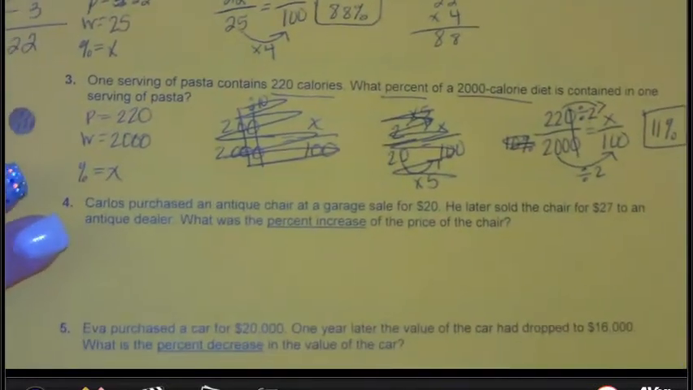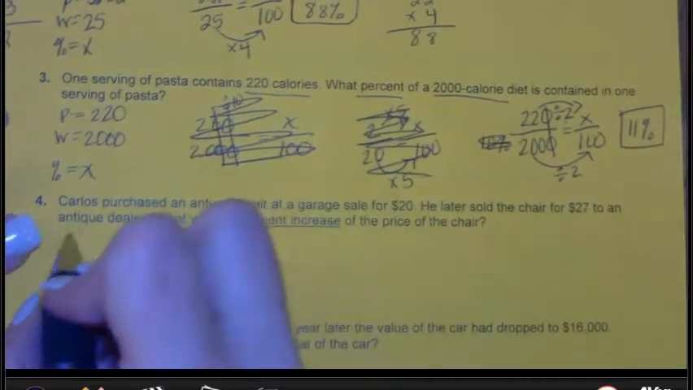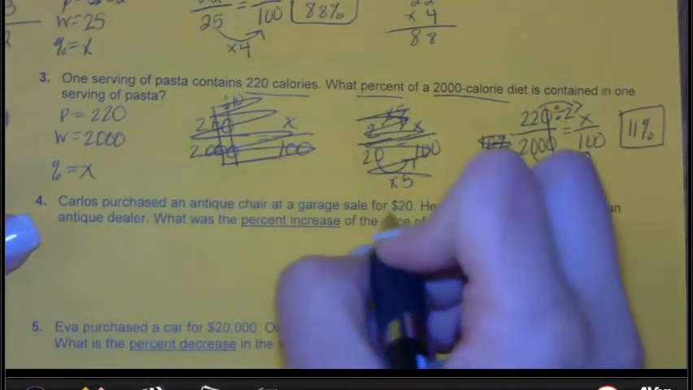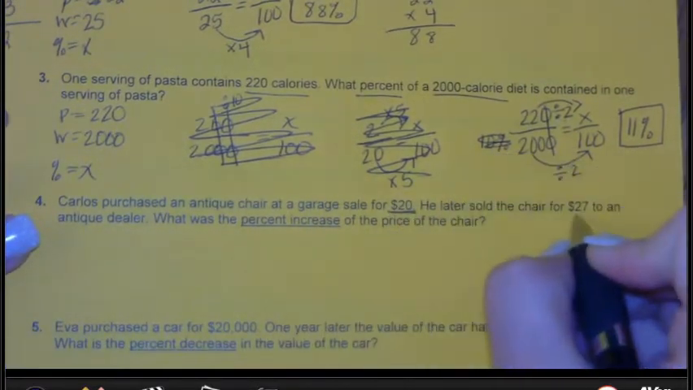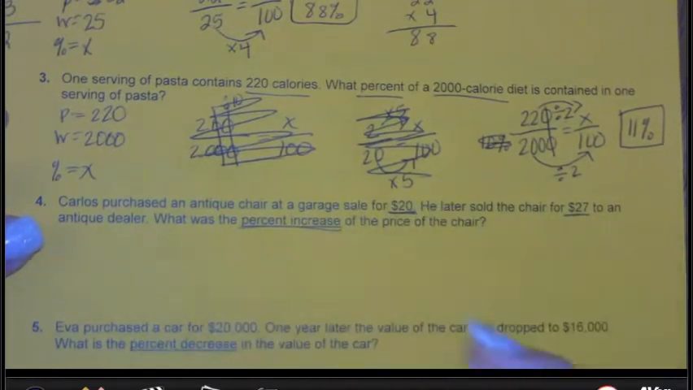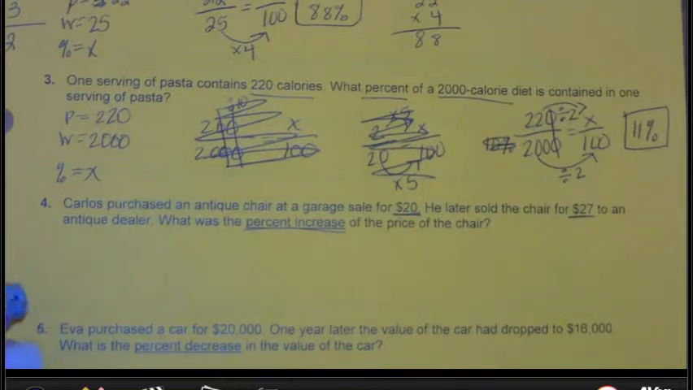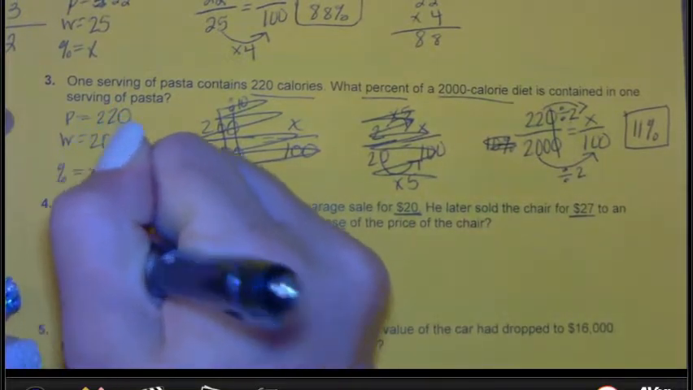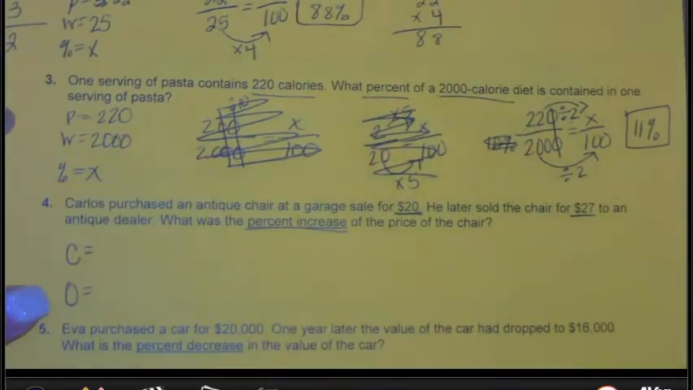All right. Let's see if I can get number 4 right. Carlos purchased an antique chair at a garage sale for $20. He later sold the chair for $27 to an antique dealer. What is the percent increase of the price of the chair? Okay, so I have my change and I have my original.